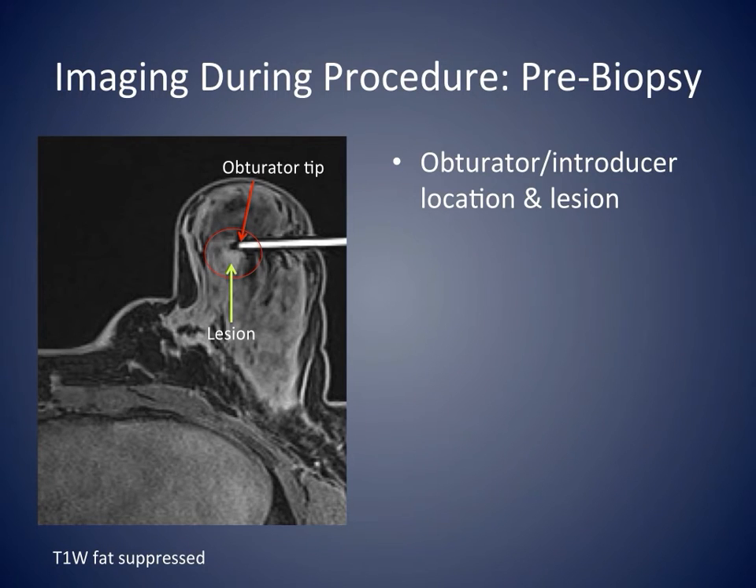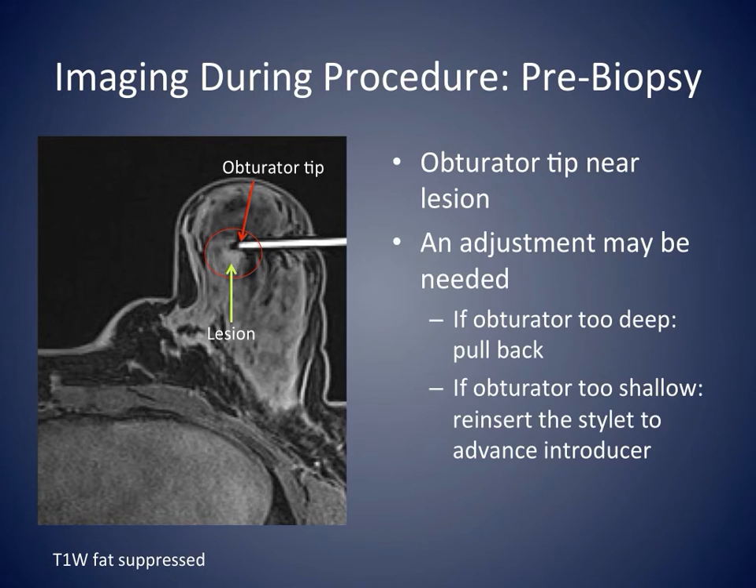Imaging is now performed to verify the location of the obturator, and therefore the plastic introducer, in relationship to the lesion, as the lesion or tissue might have shifted while injecting the local anesthetic or inserting the stylet or the obturator. The optimal position of the bright obturator is near the lesion, as shown in this case.